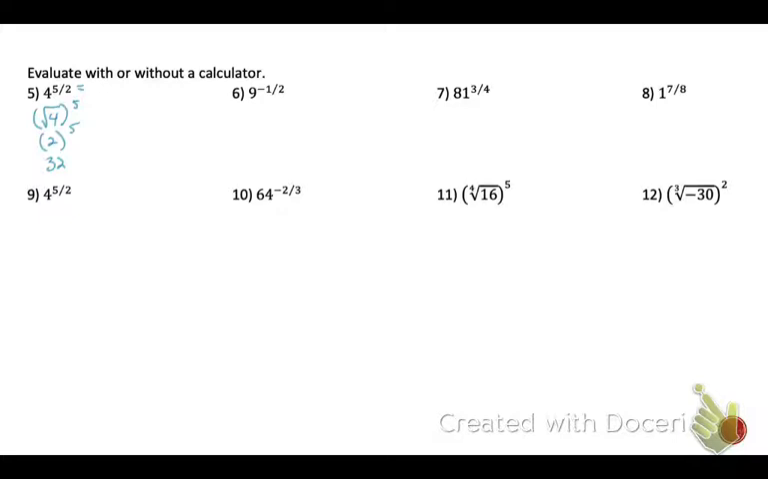So 9 to the negative 1/2 power, that's the same as 1 over the square root of 9, or 1/3. 81 to the 3/4 power, that's the 4th root of 81 raised to the 3rd power. 4th root of 81 is 3. 3 to the 3rd power is 27. Now, 1 raised to the 7/8 power is the same thing as the 8th root of 1 raised to the 7th power, which is 1.